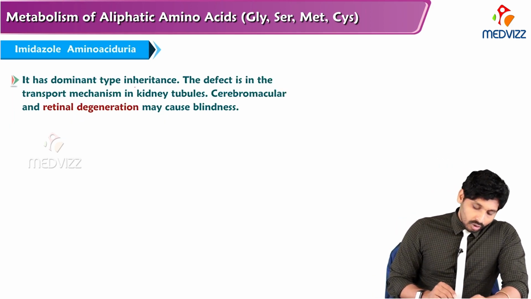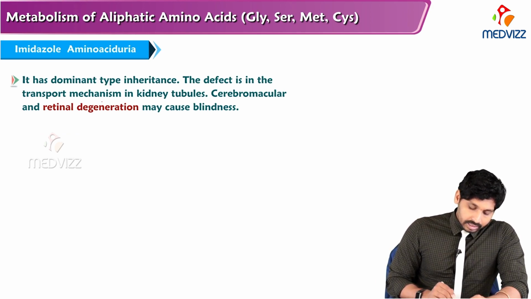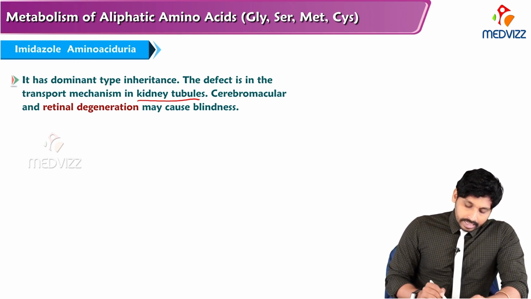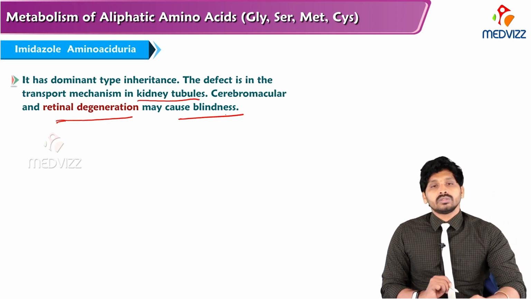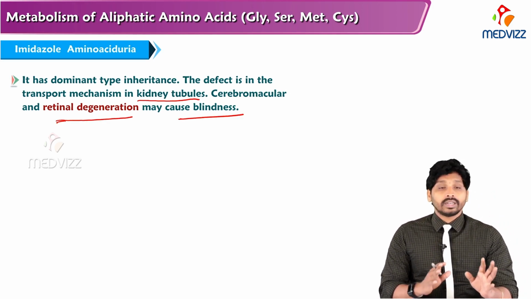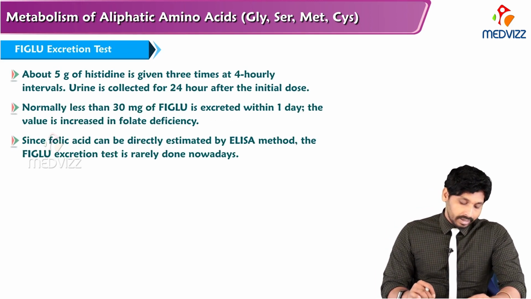And next is imidazole aciduria. Imidazole aciduria is a dominant type of inheritance. The defect is in a transport mechanism in the kidney tubules. Cerebromuscular and retinal degeneration may cause blindness. So cerebromuscular and retinal degeneration lead to blindness.